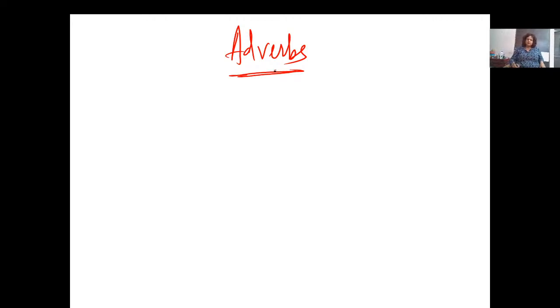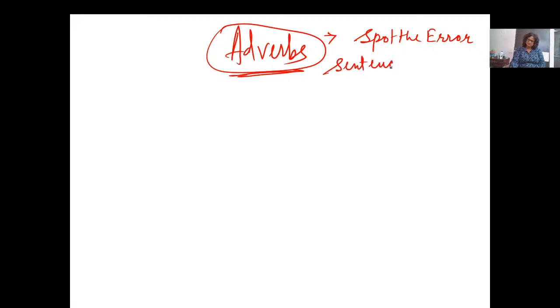In our last class, we started adverbs, but due to a technical fault, we could not complete the class, and most importantly, we could not even start it. So today we will discuss adverbs, one of the most important parts of grammar, along with spot the error, sentence improvement, and fill in the blanks. All are part of adverbs.